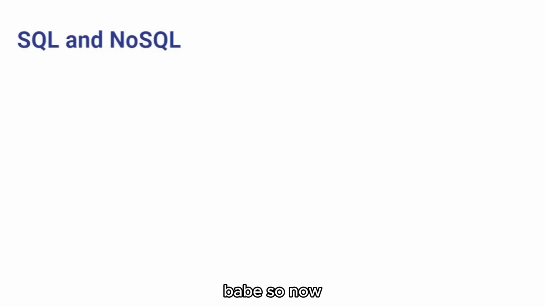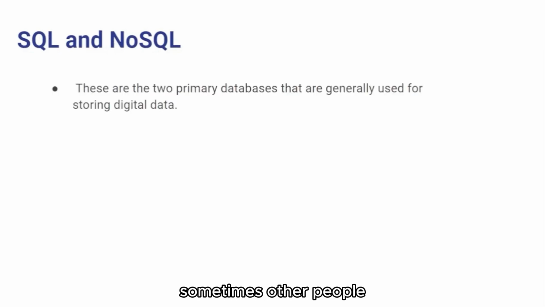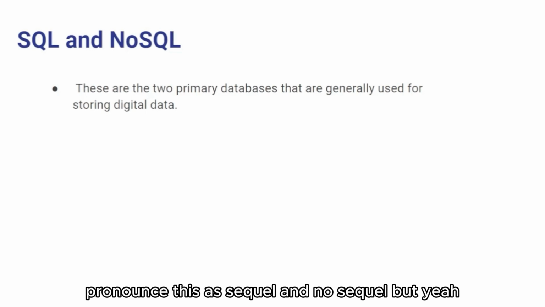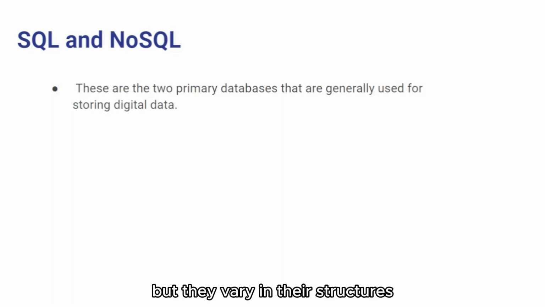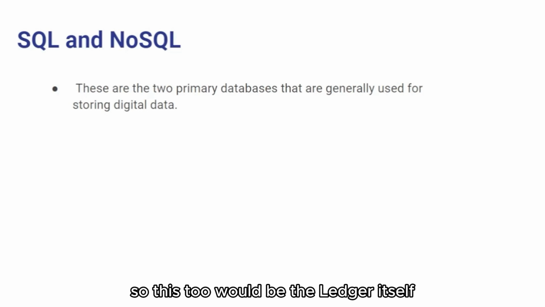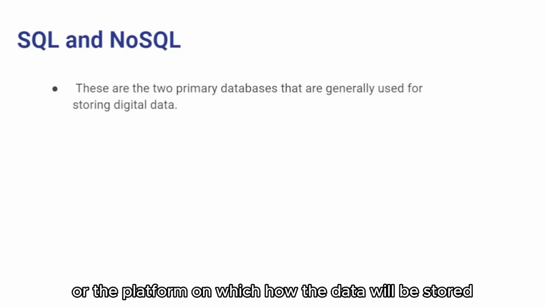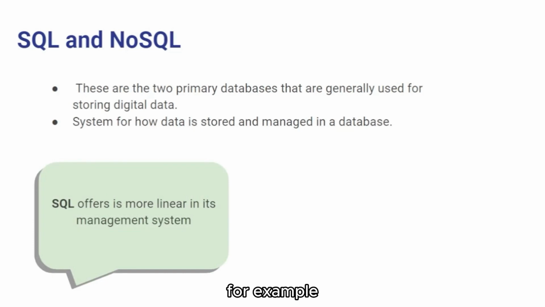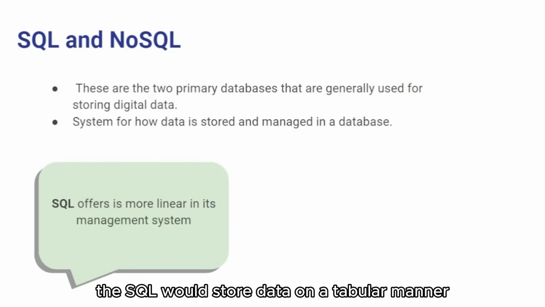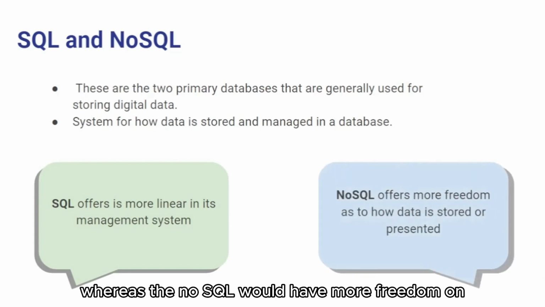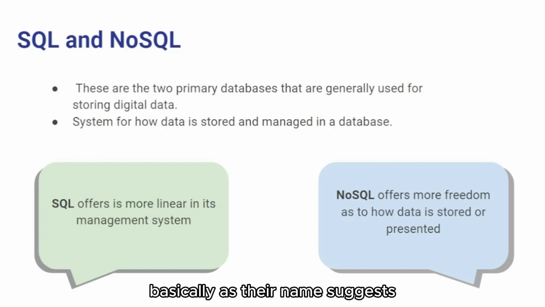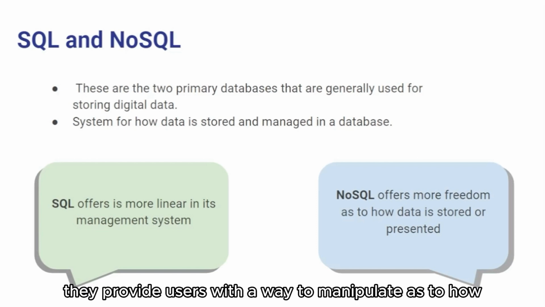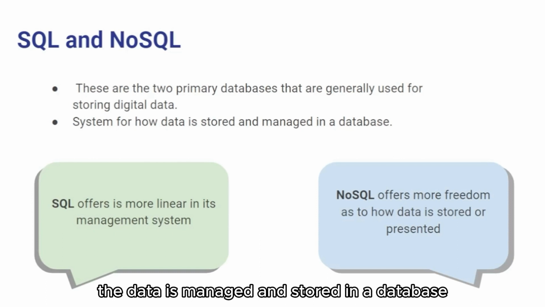Okay, so now SQL and NoSQL. Sometimes other people pronounce this differently. But yeah, both methods are used to store data effectively, but they vary in their structures, relationships, scalability, language, and support. So this would be the ledger itself, or the platform on which the data will be stored. For example, SQL would store data in a tabular manner, whereas NoSQL would have more freedom on how the data would be stored and presented. Basically, as their name suggests, they provide users with a way to manipulate how the data is managed and stored in a database.